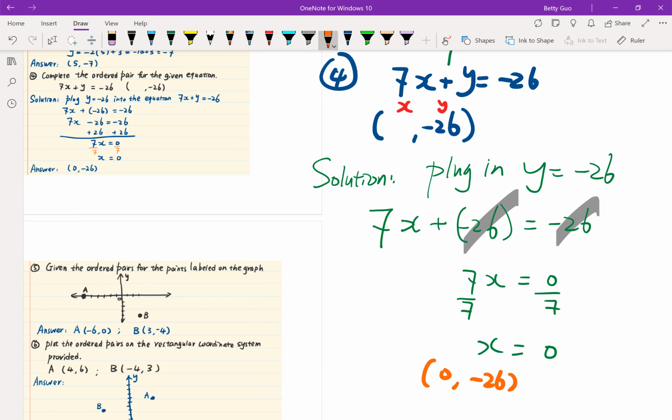All right, so that's number 4. Number 3 and number 4 are the same type of problem. Number 3, you plug in x, you find a y. Number 4, you plug in y, you find x. Any questions? Let's see number 5.